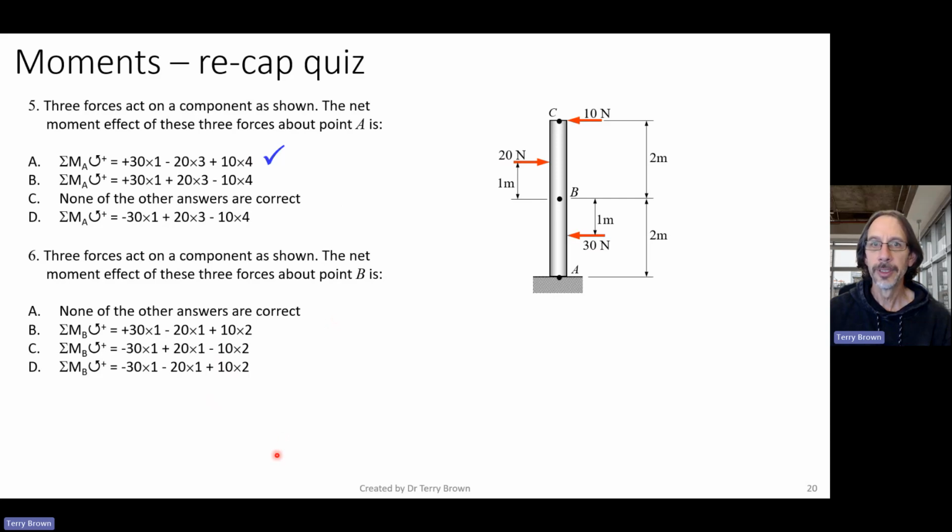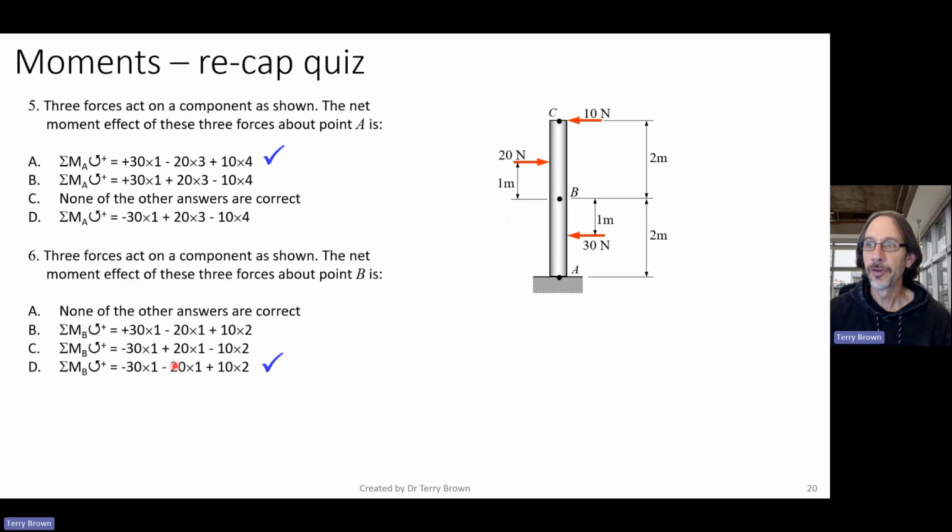All right, so have another go at this one. Stop the video. All right, so hopefully you're back and you've had a go at this one, and this time taking moments about point B. So we have 30 times 0.1. So this one, 30 times 1 going clockwise about point B.